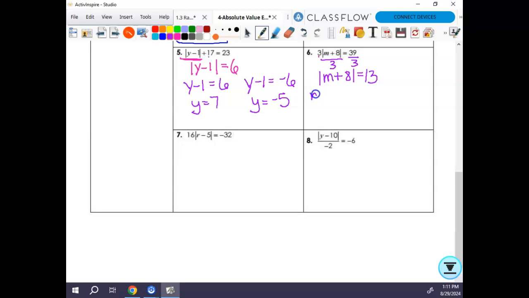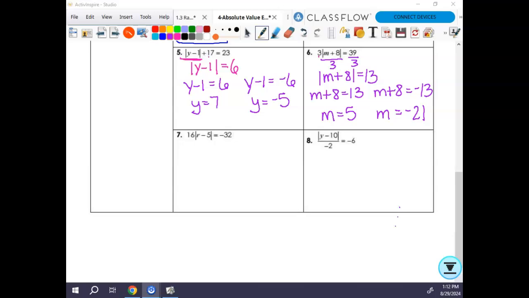Now I can write my 2 equations. M plus 8 equals 13, and m plus 8 equals negative 13. And then again, should be piece of cake, but you got to know how to add and subtract. Think in terms of money. Money always helps. So m would be equal to 5, and m would be equal to negative what? 21. Everybody okay with that? And again, not checking for extraneous solutions here because it really is going to come into play when you have those variables on the other side, which we will on the back.